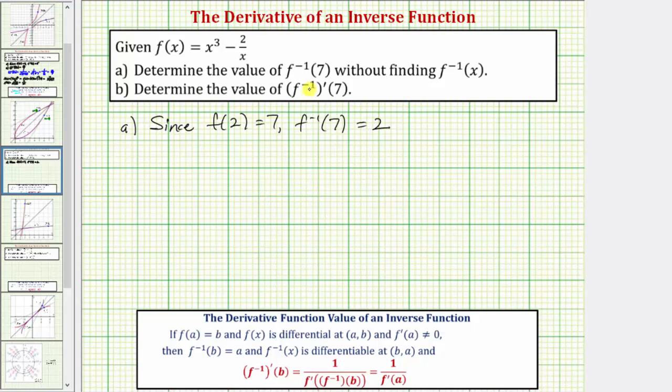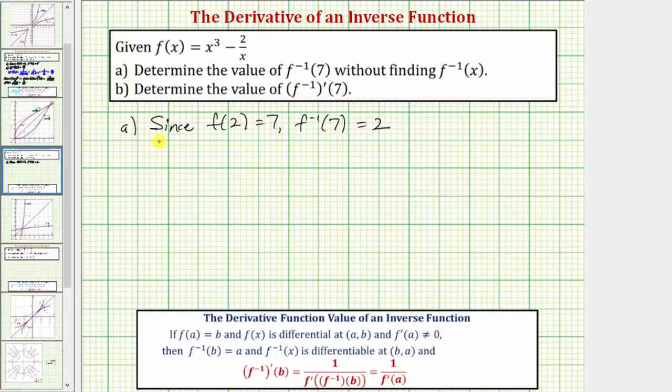Now for part B, let's look at our notes below. If f of a equals b, and f of x is differentiable at the point a comma b, and f prime of a doesn't equal 0, then f inverse of b equals a, and f inverse of x is differentiable at the point b comma a, and the derivative of f inverse of x at x equals b is 1 over f prime of f inverse of b. And because f inverse of b equals a, we can write this as just 1 over f prime of a.